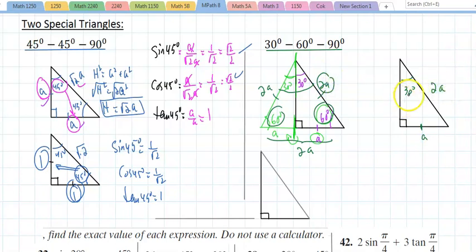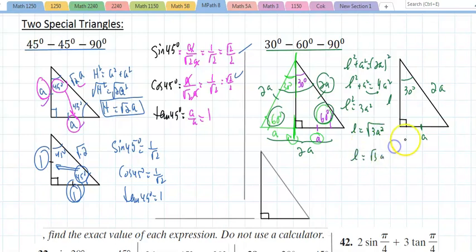And I could figure out what the third side is. If I call this side L, I could say L squared plus A squared equals 2A squared. So L squared plus A squared equals 4A squared. L squared equals, if you subtract, 3A squared. And L should be plus or minus, but in geometry length cannot be negative. So what did we conclude?